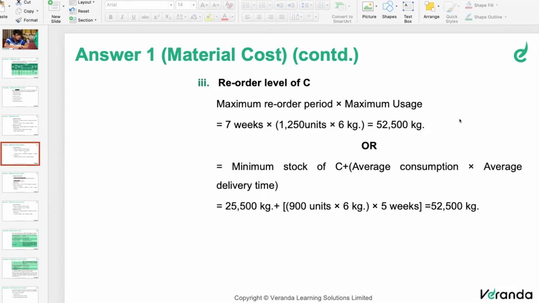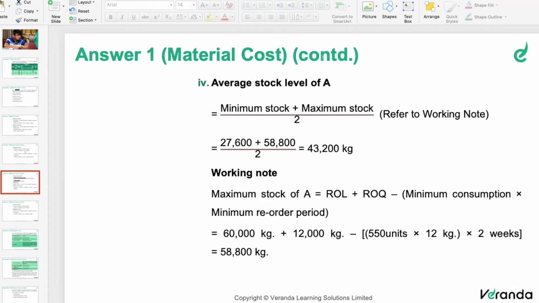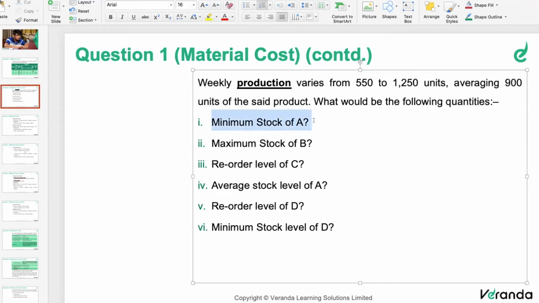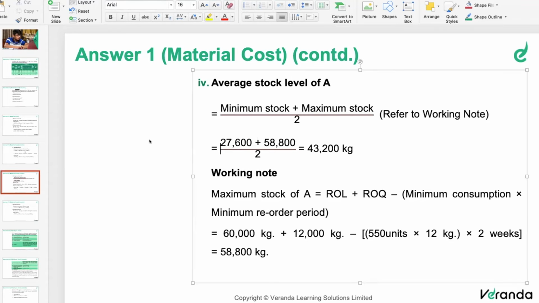Understood? Then, fourth one, average stock level of A. What is average? Minimum level plus maximum level divided by 2 is equal to average level. Am I right? So, minimum stock plus maximum stock divided by 2 is equal to average level. Now, already we got the minimum stock of A. First requirement. So, minimum level for A comes to 27,600 kgs.